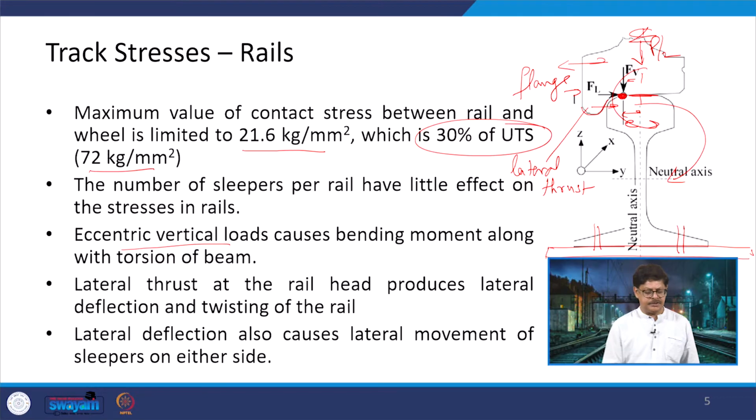So, this is another case which needs to be taken into consideration, and it causes lateral deflection, in the sense that if it is coming from here, there will be some movement in this form. This is the deflection which will be there, and the lateral deflection also causes lateral movement of the sleepers on either side. So, if this lateral thrust is very heavy, then with respect to these fastenings, there is a possibility of some movement in the sleeper too.